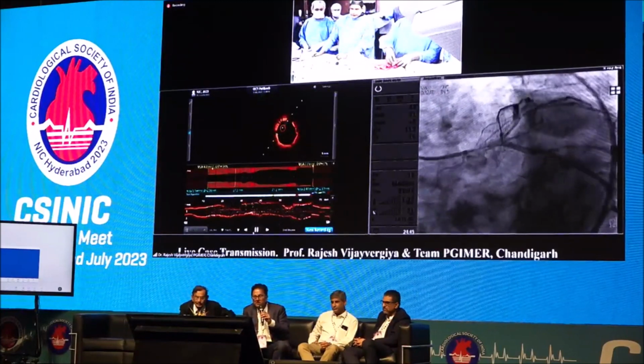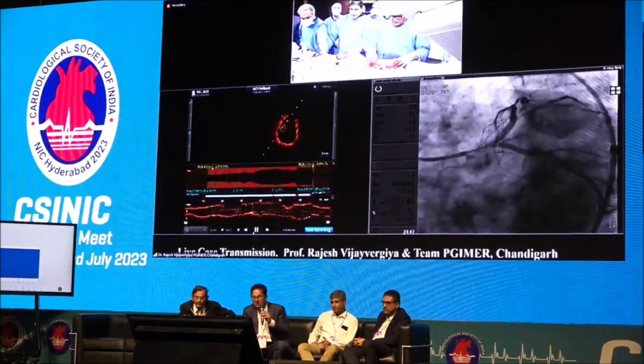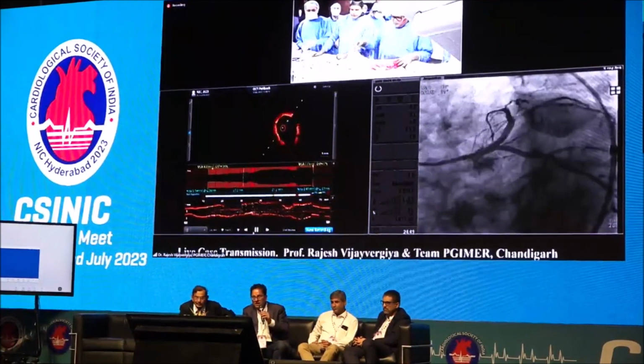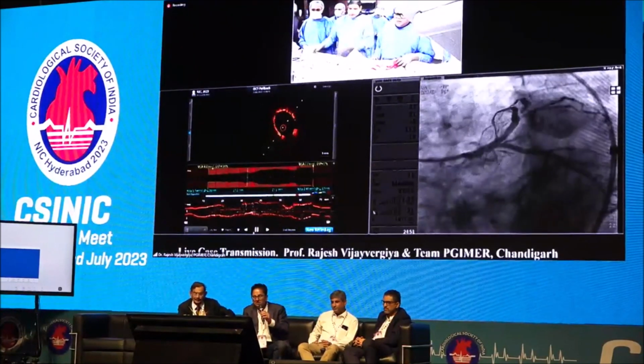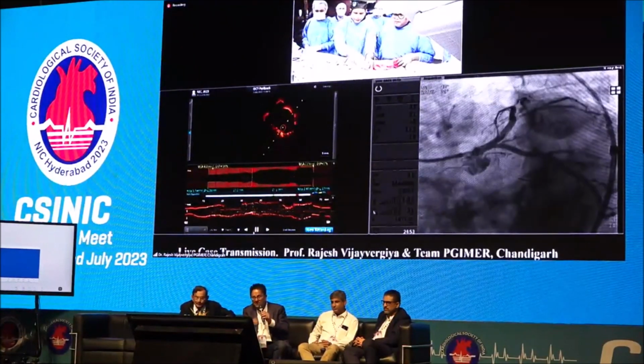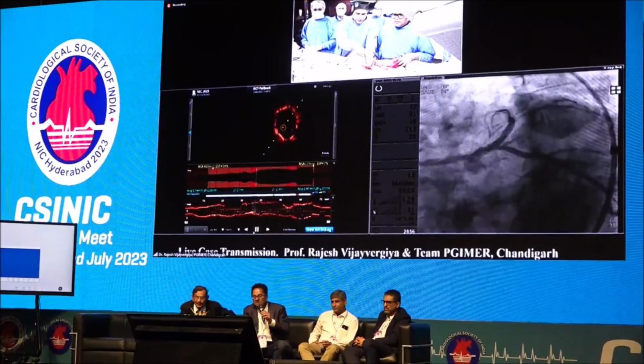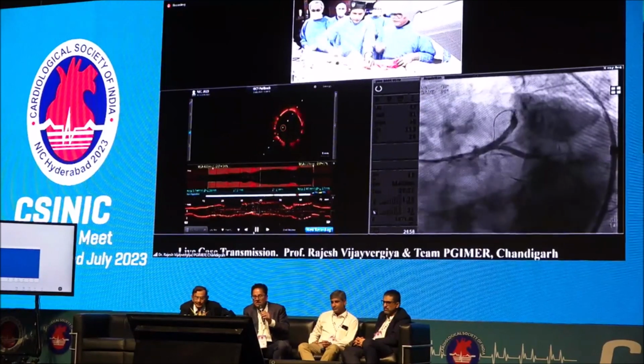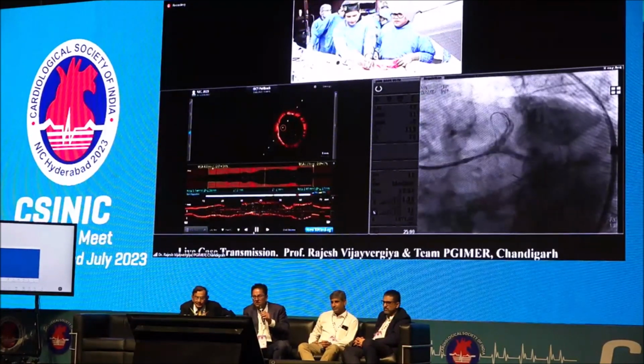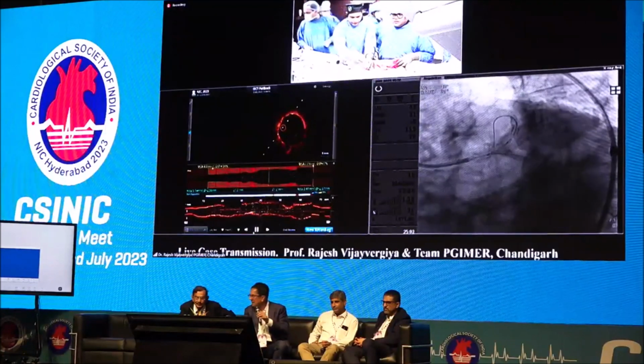So it goes back to Raj, it goes back to my original point. The ostium of the circumflex is so hard to just balloon. It never looks right. I appreciate the fact that you imaged it with IVUS, I mean, OCT, sorry. And then you saw that the MLA was really low and you put a stent in. So that's a great point. I think we're going to have to end it here.